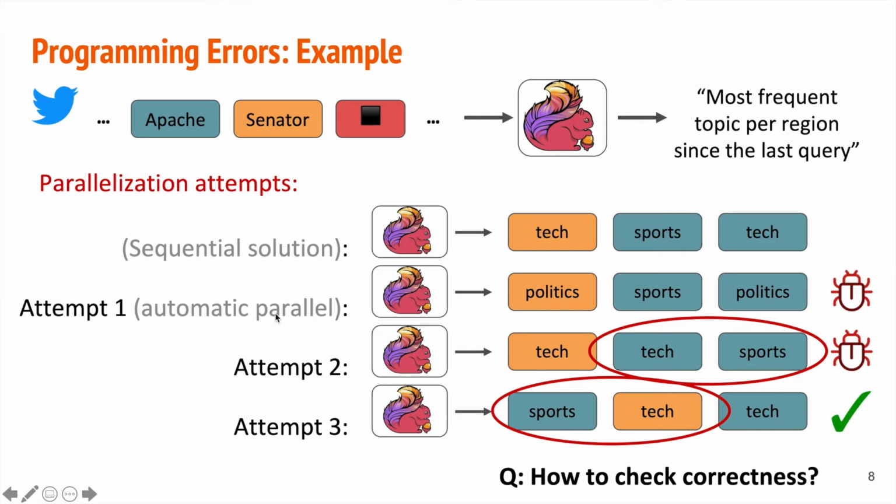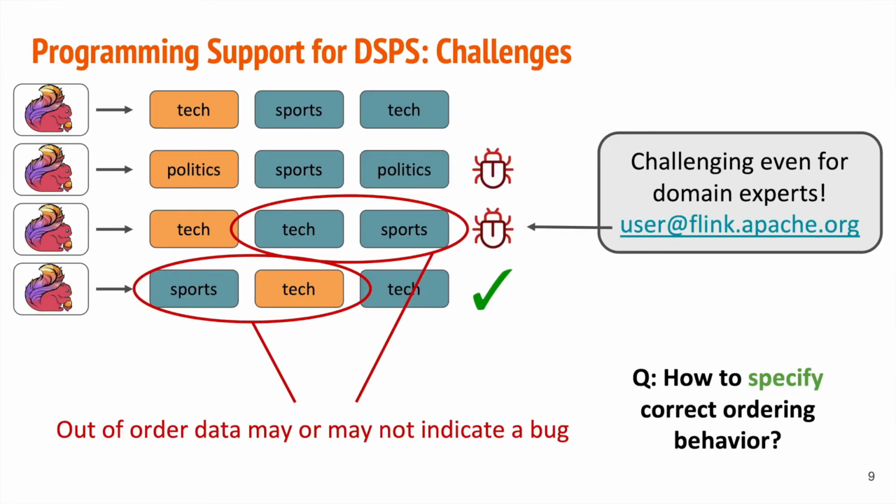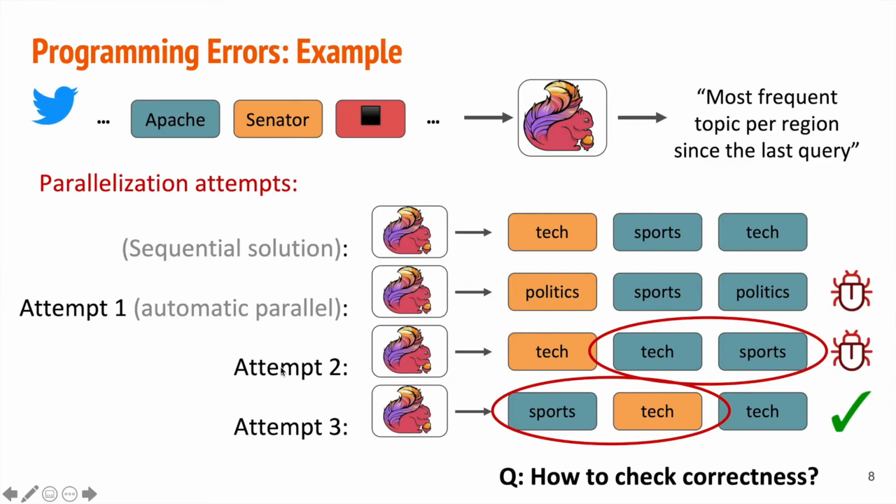Then you can put in more effort to try to design a correct parallel solution. One such incorrect attempt and correct attempt are given here. The incorrect attempt here turns out to be parallelizing incorrectly. The evidence for this is rather subtle because the output is still the same as in the first one, tech, sports, and tech, but it's out of order. The blue events, these are for region 2, are actually flipped, and this is a sign that the parallelization it's doing is not correct.